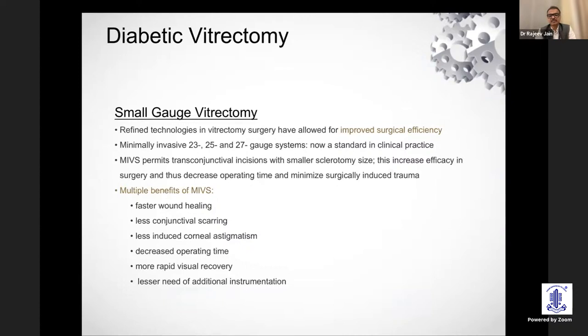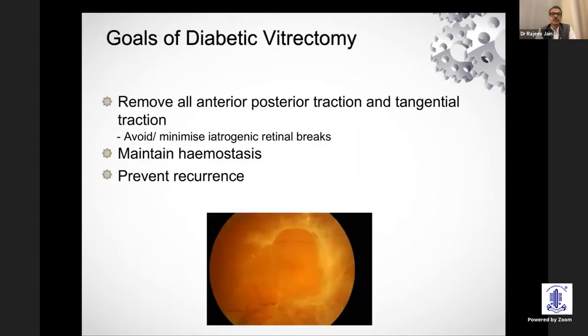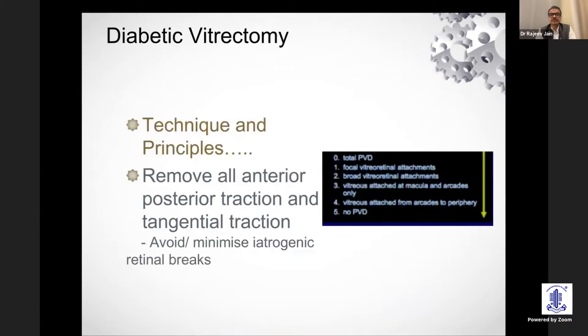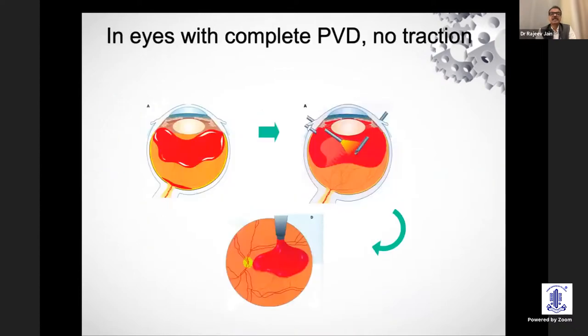Some cases do well, some cases do bad, but yes, the timing and the intent should be good. With small gauge vitrectomy, we have obvious advantages. And the goal of diabetic vitrectomy is to remove all the anterior and posterior traction as well as tangential traction, maintain the hemostasis, and try to prevent recurrences. So in eyes with complete PVD with no traction, it's fairly simple.